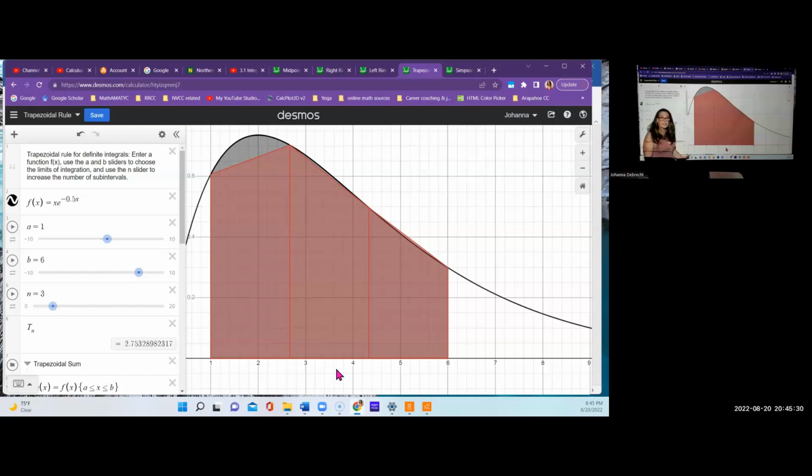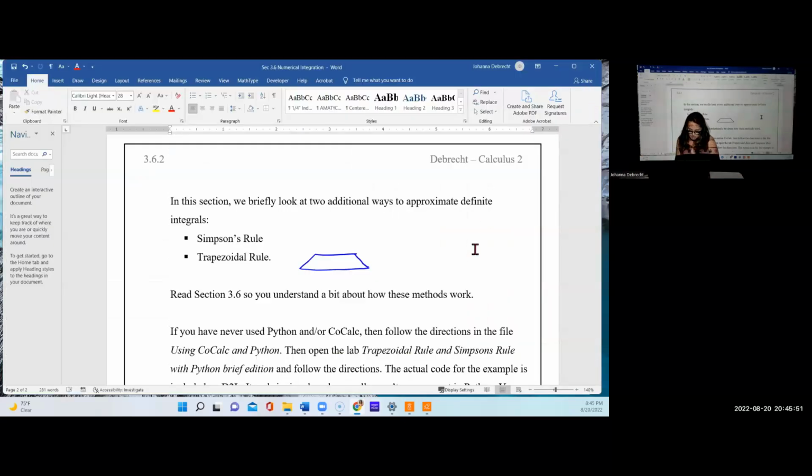Now, how do we find the area of it? Well, it turns out that the area of a trapezoid is the average of the 2 parallel sides, what are called the bases, and then times the height. Now, what's the height? The height of the trapezoid. Let's go back to our Word document here. So this is base 1, and this is base 2.